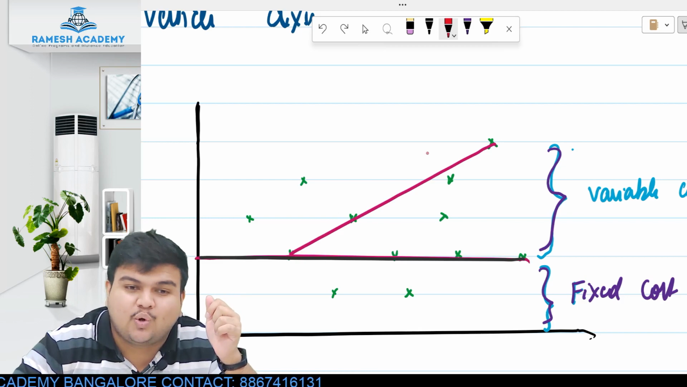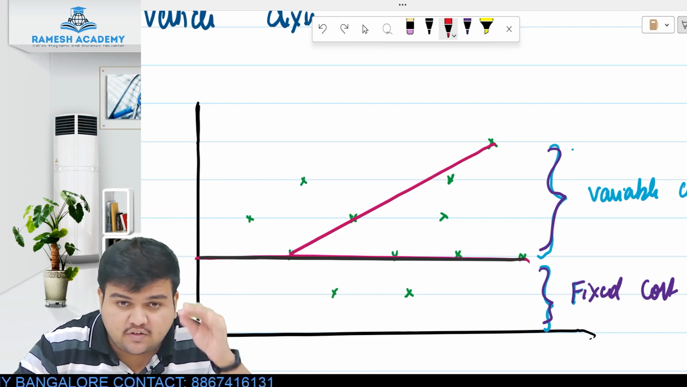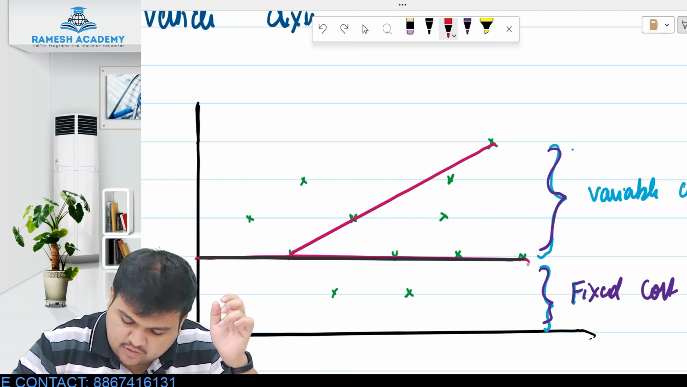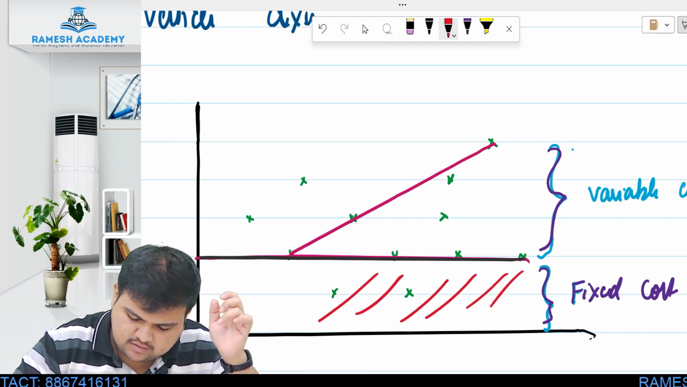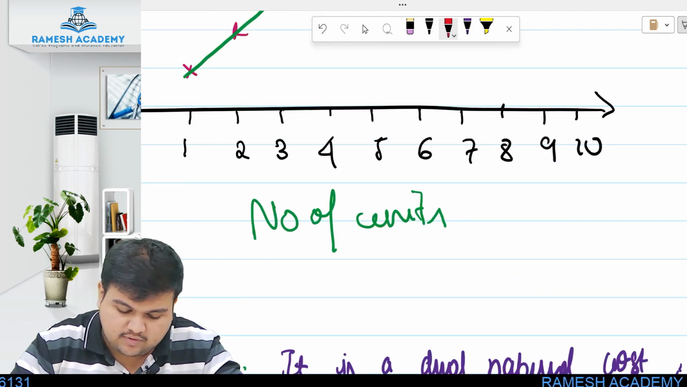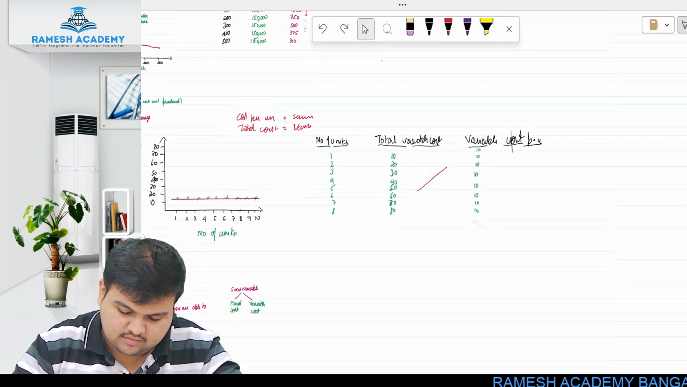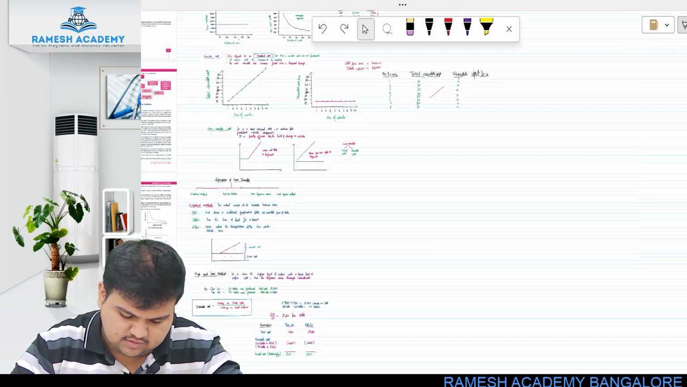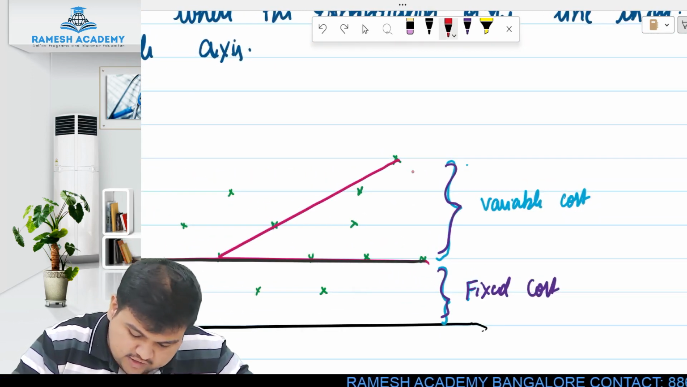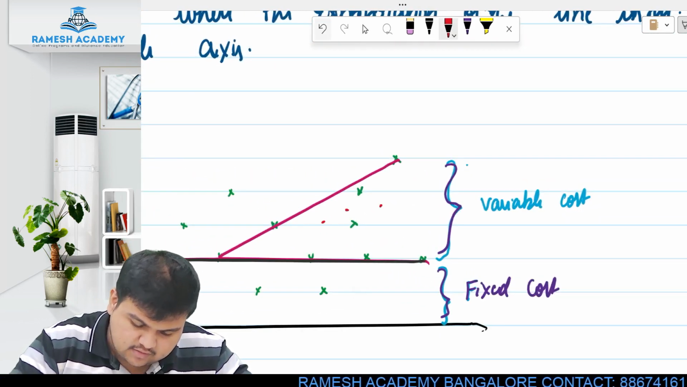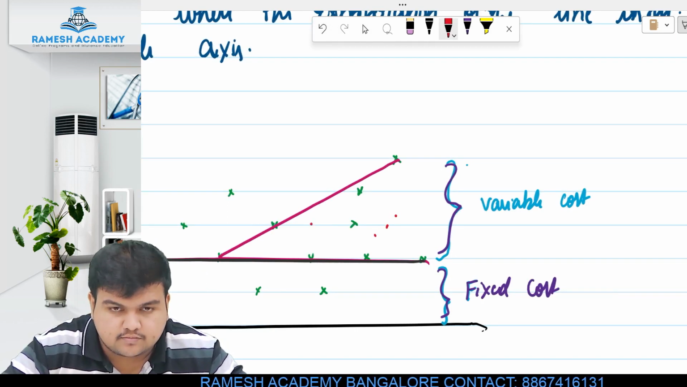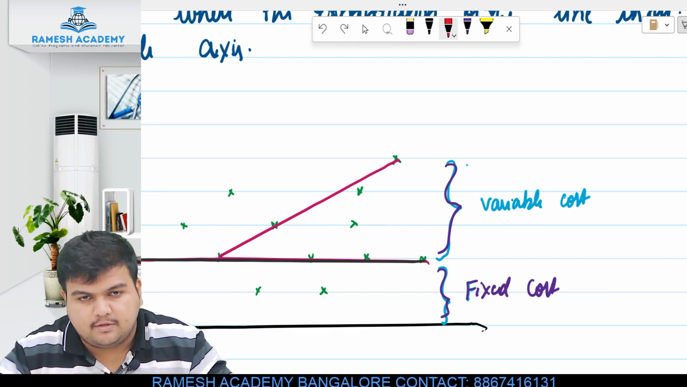This is a straight slope. You find the best fit line, the best straight line. Whatever cost you incur here, this is the fixed cost. Whatever cost I incur over here, this is the variable cost. This is the graphical method.